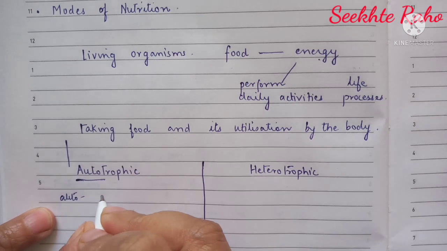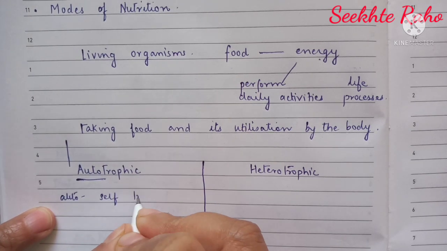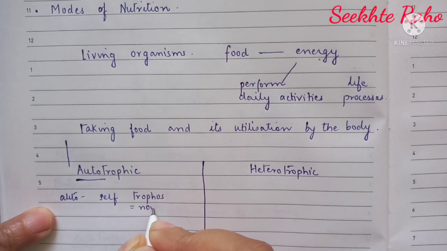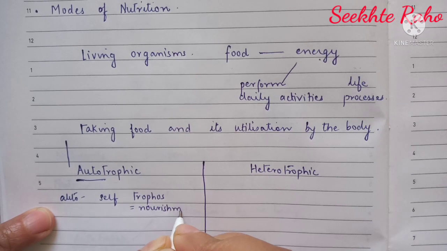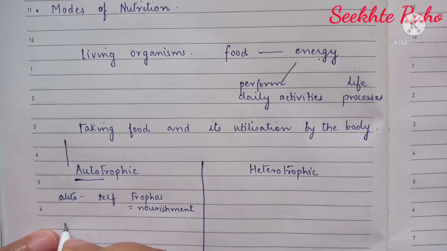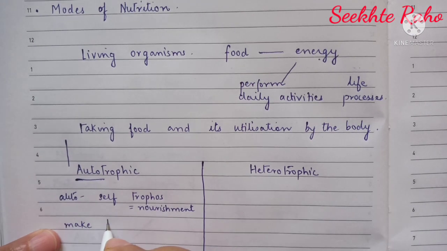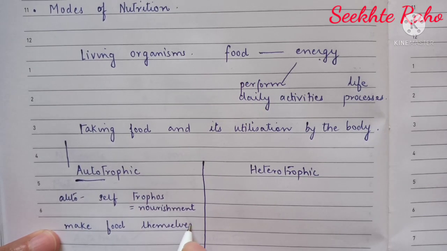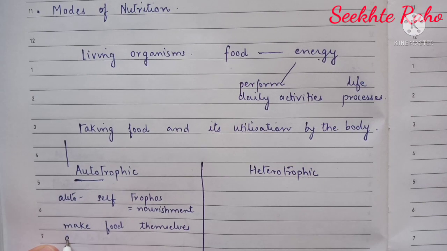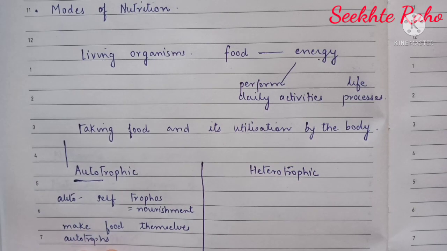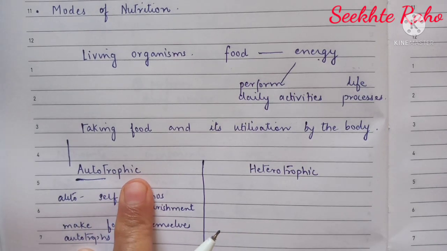Auto means self and trophos means nourishment. So those organisms which make food themselves are called as autotrophs, and the mode of nutrition is called as autotrophic mode of nutrition.